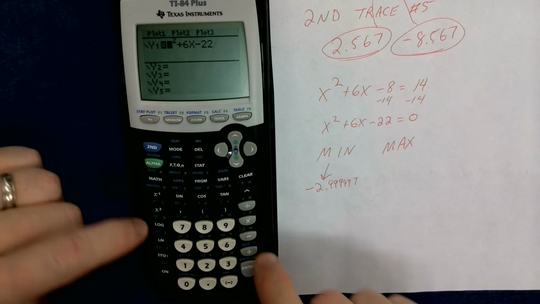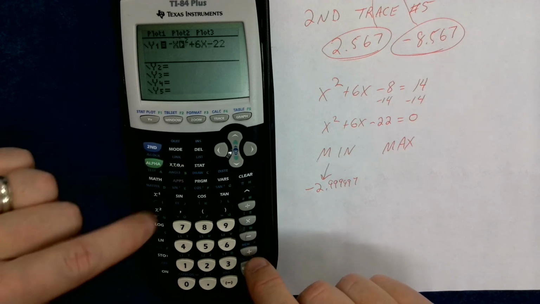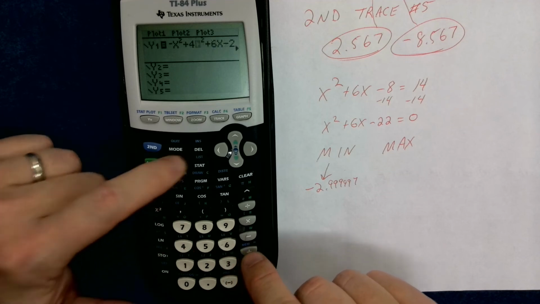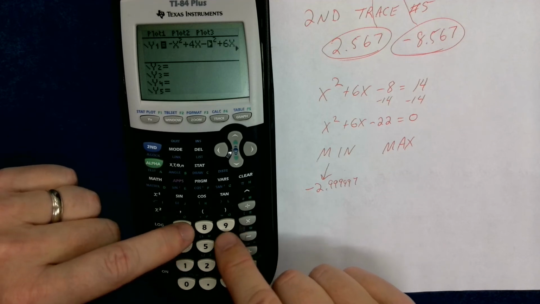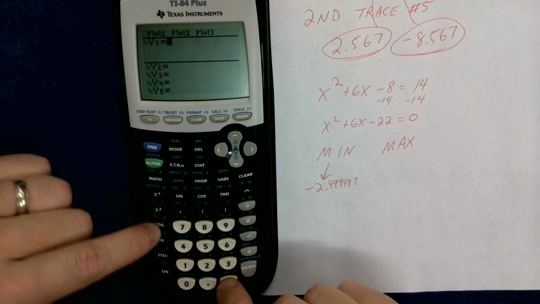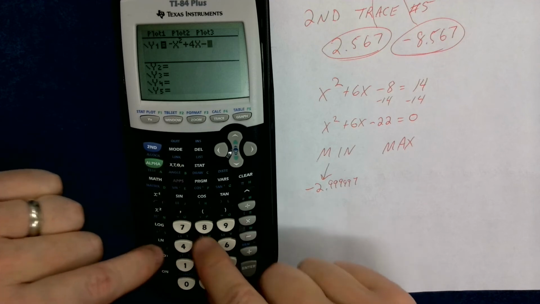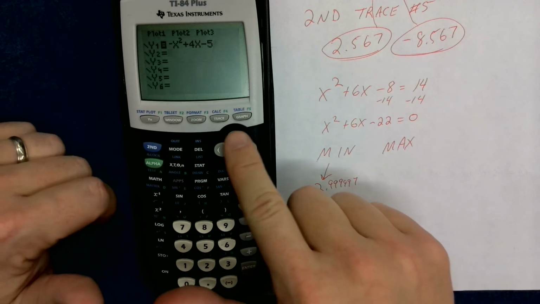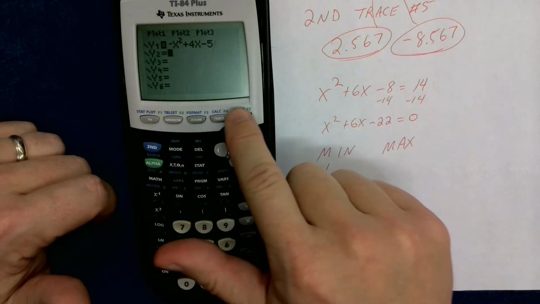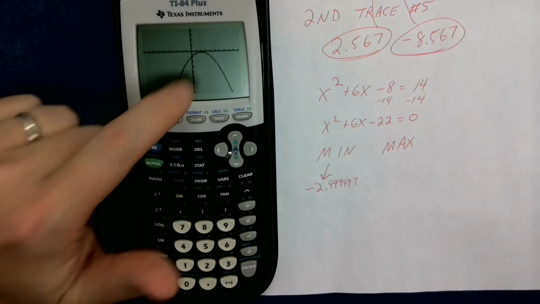So I'm going to go to y equals. I'm going to put in negative x squared plus 4x minus 5. Okay, and actually, let me type that all in again. I cleared that out. Negative x squared plus 4x minus 5. Enter. And graph. Hey, look at that. So the maximum is really close to 0 right now.